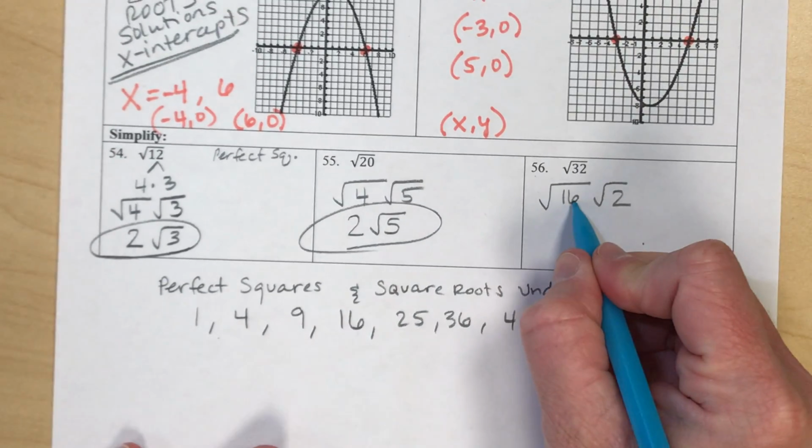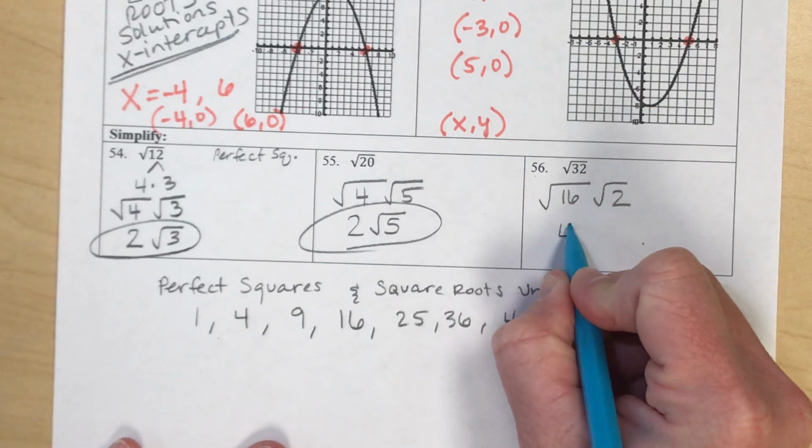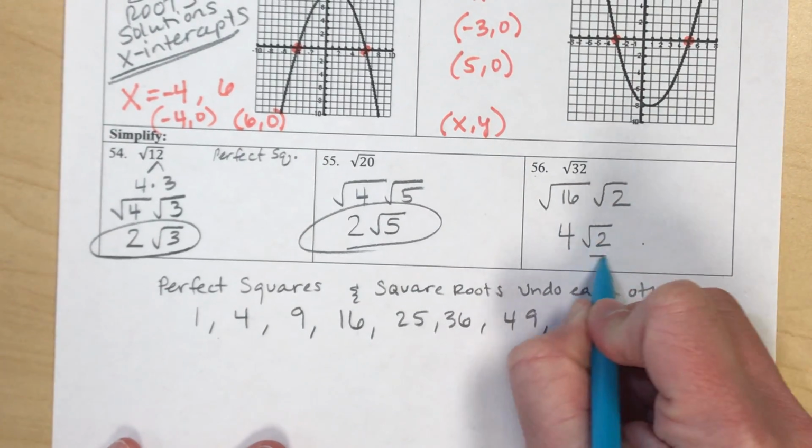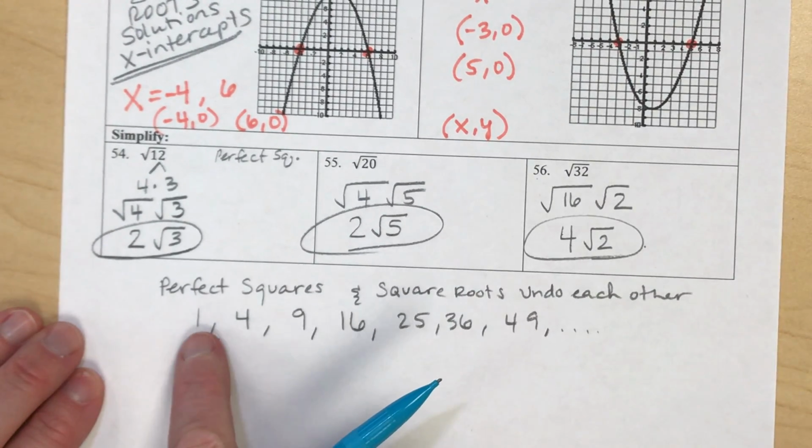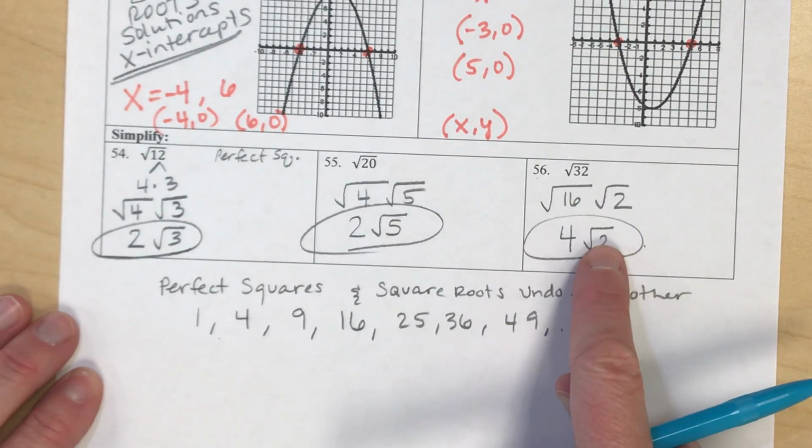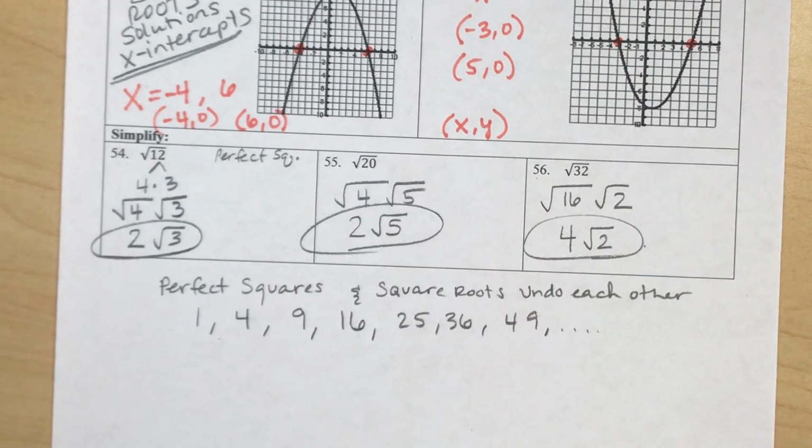So again, the square root of 16 is the number 4. The square root of 2 does not simplify anymore because the only number that's left in this list that goes into it would be 1. And then you know you're done.